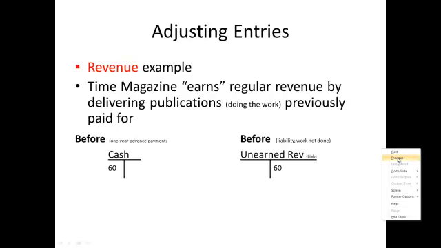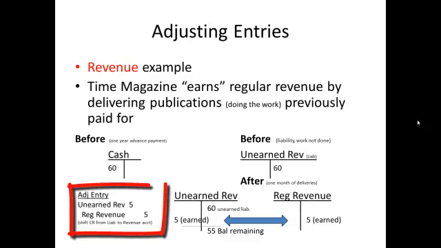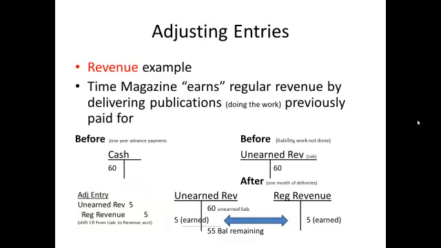At month end, as they've delivered some magazines, they've earned $5 of that revenue, 1/12 of the year. They need to reduce the liability account, debiting unearned revenue and crediting the regular revenue account $5 for that earned revenue. The adjusting journal entry reduces the liability account with a debit and increases the regular revenue account with a credit, effectively shifting that $5 from liabilities to the regular revenue account, which will appear in the income statement.